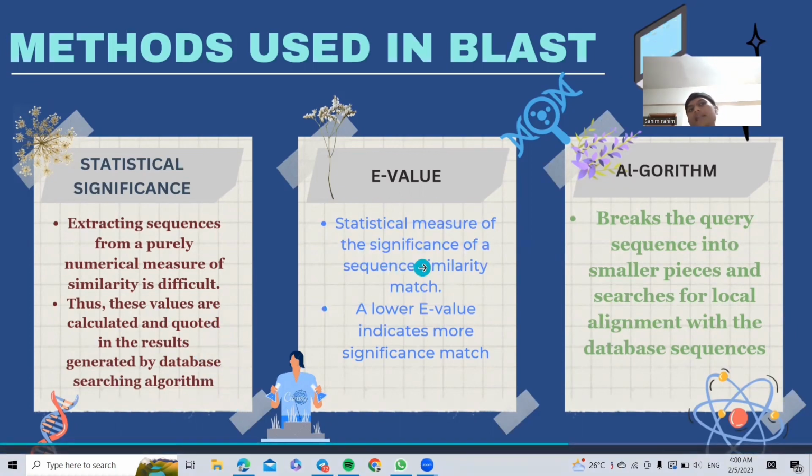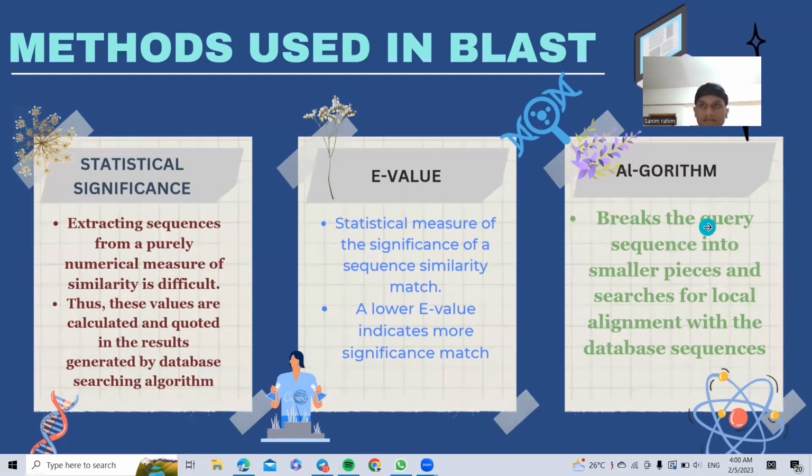The next method is the e-value. The e-value is a statistical measure of the significance of a sequence similarity match. To put it simply, a lower e-value indicates a more significant match.